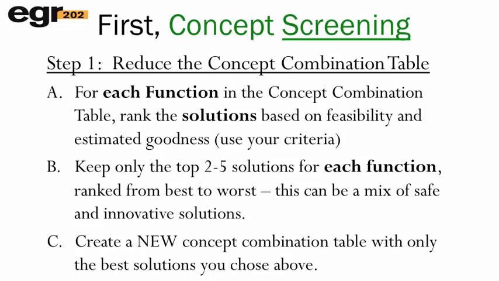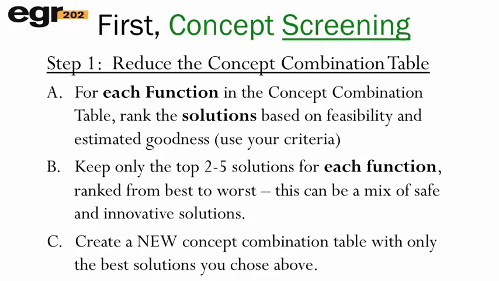Now think about that for a minute. You have a concept combination table. You have lots of different columns, each one for a particular function, and you have lots of ideas in each column. The first thing to do is to reduce the number of solutions you have in each column. You came up with some really wild solutions, some really innovative solutions, out-of-the-box solutions. Now it's time to go back and look at those critically.